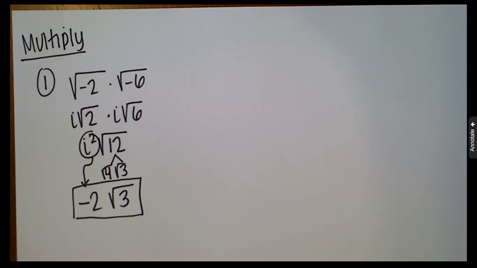So in general, when you're giving an answer to a problem, you should never have a negative under a radical. You should never leave things as i squared. Those are just little things that you want to be on the lookout for, to make sure we are properly giving our answers.